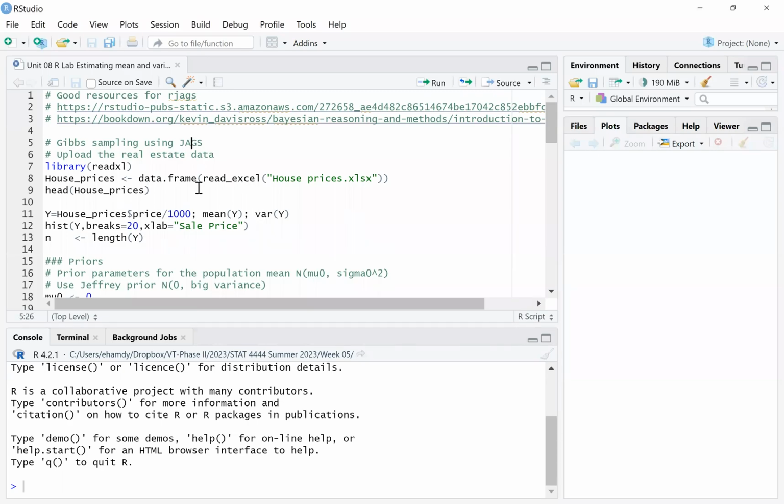Hello again. In this video, I would like to teach you how to use the package in R to estimate the population mean and population variance at the same time using the Gibbs sampler. But not by writing code like I did in the last lab, but using the R JAGS library.